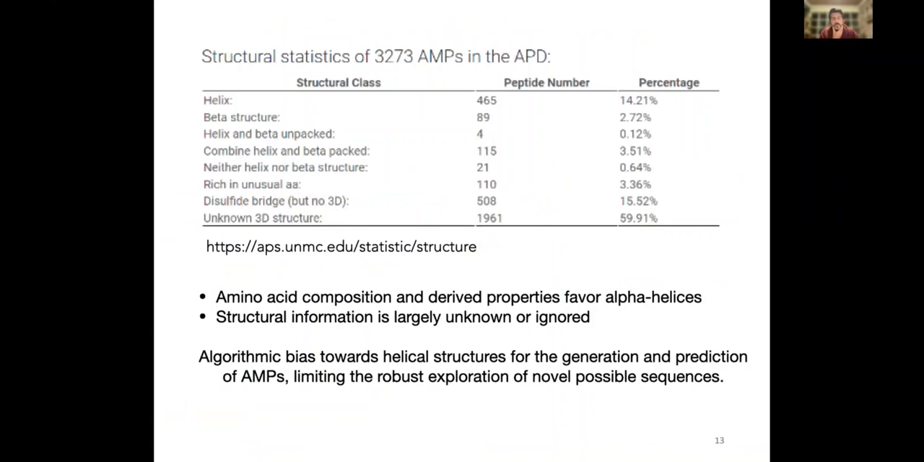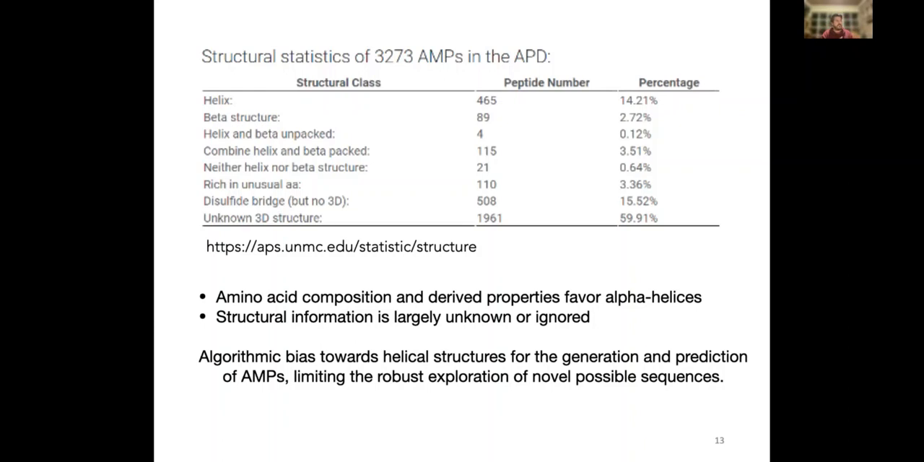The second example of the potential importance of being careful in machine learning design models is that many of those models have been applied to antimicrobial peptides. What's actually interesting is that here is an example of the 3,200 natural antimicrobial peptides that have been reported in the APD database. It turns out that 75% of those peptides do not have a 3D structure, and 15% of the 24% remaining are actually considered helical. So the perception that most antimicrobial peptides will be helical commonly comes from what has been published as PDB structures.